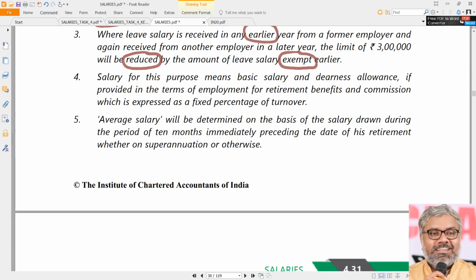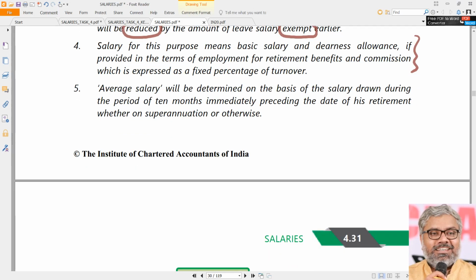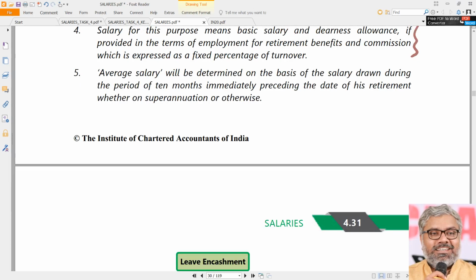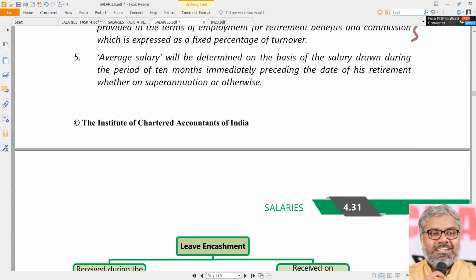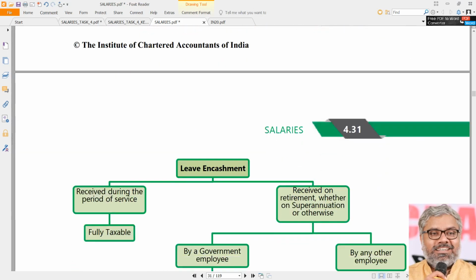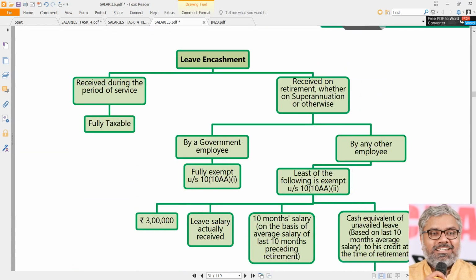What is the meaning of salary? Same thing, nothing new here. That is basic plus DA forming part of salary, plus commission as a percentage of turnover achieved by the employee. Then what is average salary? This is also what we already discussed. That is the salary drawn during a period of 10 months immediately preceding the date of his retirement. Retirement could be superannuation or otherwise. That doesn't matter. We don't care about it. So that is the leave salary exemption.